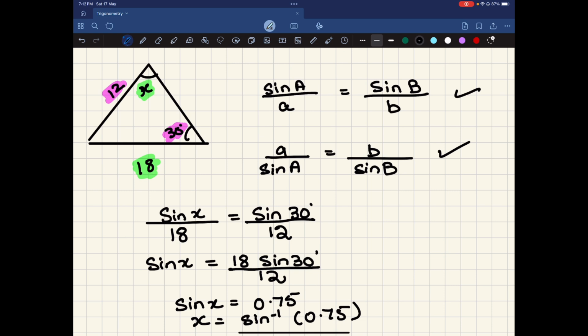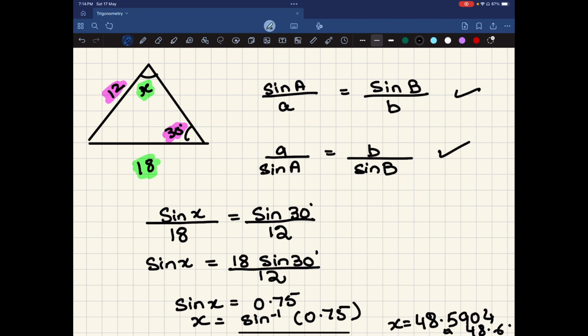So sine inverse of 0.75 gives you the value of x as 48.5904. So you can round it off to 48.6 degrees.